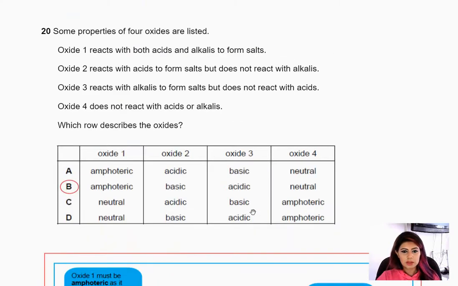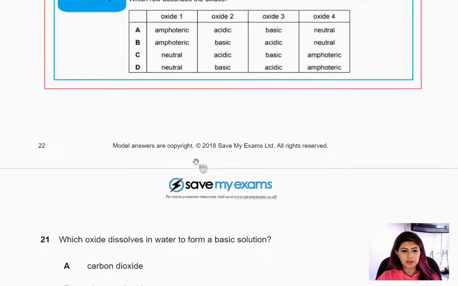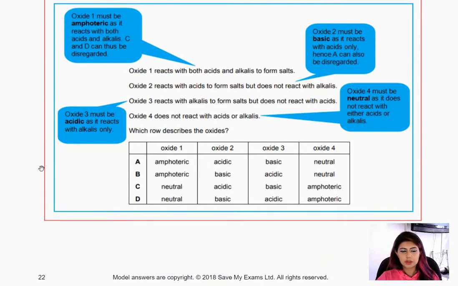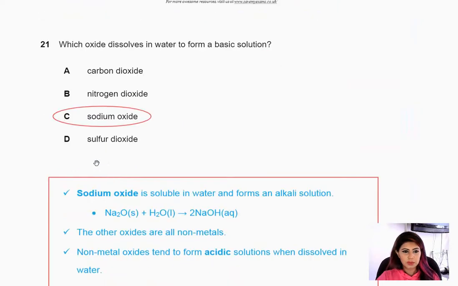20. Oxide 1 reacts with both acid and alkali, so that should be amphoteric. So between A and B. Oxide 2 reacts with acid, so it has to be a base. We got the answer already, it's B. And then you can double check 3 and 4. 21. Oh, there's an explanation if you want to have a look. You can pause it and read it. 21. Which oxide dissolved from basic? It has to be metal, and this is the only metal.